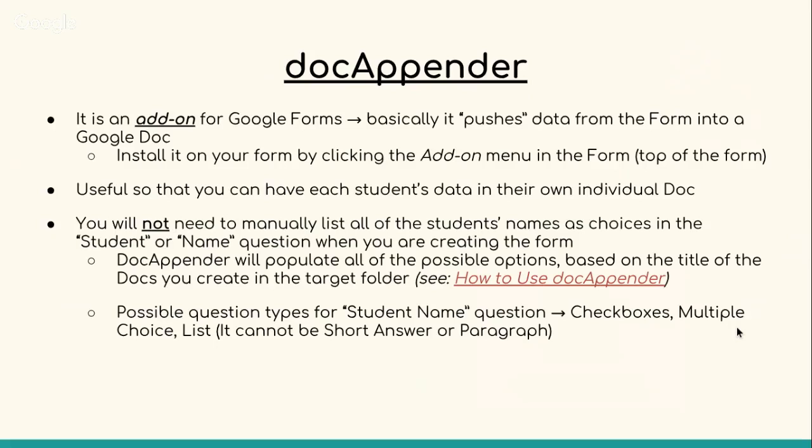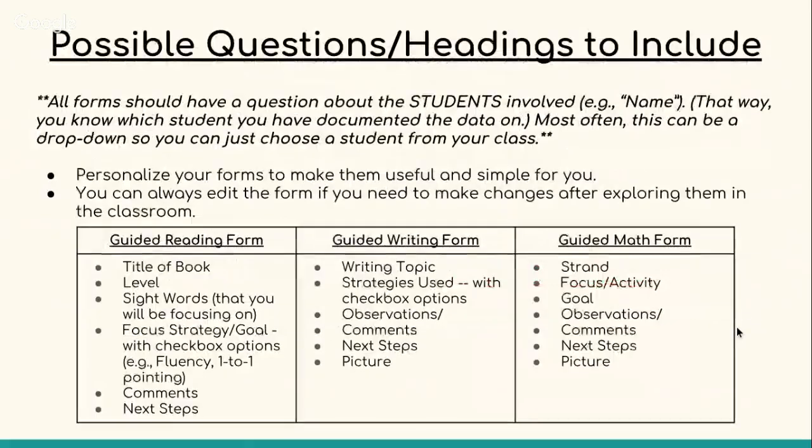And the great thing about it is when you're setting up your form using DocAppender, you don't need to list all of your students' names. Through DocAppender, it will populate all of the possible options of the students you have based on some little work that you do beforehand to set that up. So we'll get into that in a little bit later. One thing to keep in mind, if you're doing student name as the first question, you want to have it as a checkbox, a multiple choice question, or a list question, which again, we'll get into in a couple of slides.